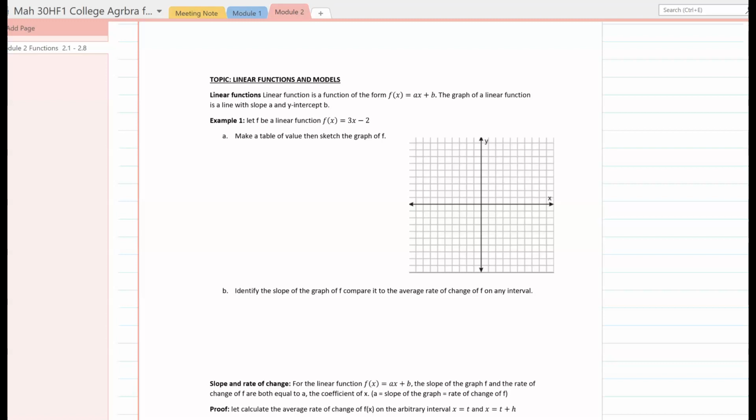Linear function. A linear function is a function of the form f(x) = ax + b. The graph of a linear function is a line with the slope a and the y-intercept b. Let f be a linear function. Make the table of values and sketch the graph of f.